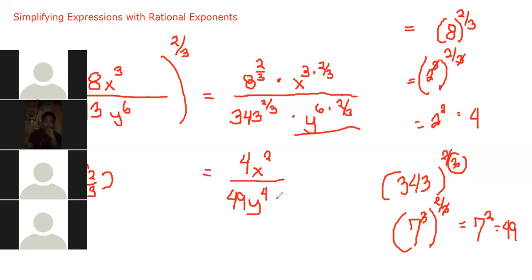Okay? So, meron pa ba tayong pwedeng ipag-combine? Wala na. Diba? Wala na tayong pwedeng ipag-combine. So, iyan na yung magiging final answer natin. So, 4x squared over 49y to the 4th. So, iyan na yung ating final answer. So, may tanong po ba?